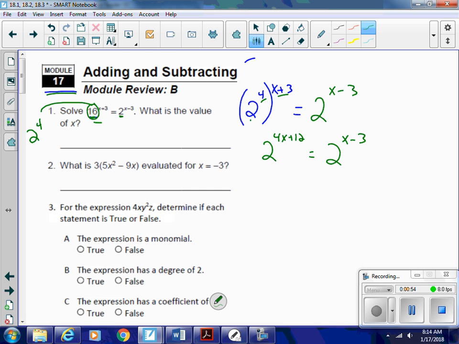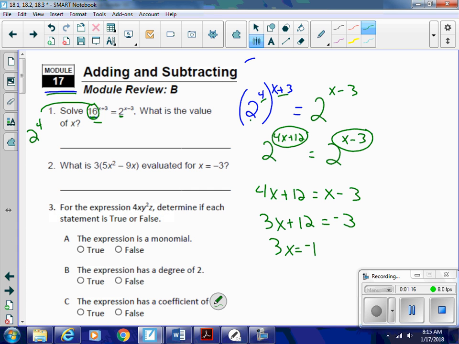Now that the bases are the same, we realize that their exponents can be equal. So 4x plus 12 equals x minus 3. I'll subtract x from both sides and get 3x plus 12 equals negative 3. I'll subtract 12 from both sides. 3x equals negative 15, and so I know that x is equal to negative 5.